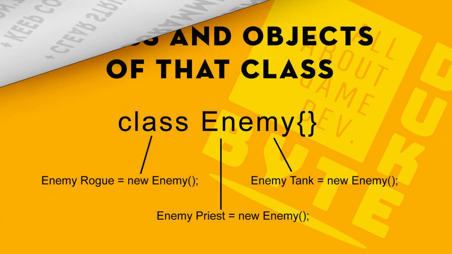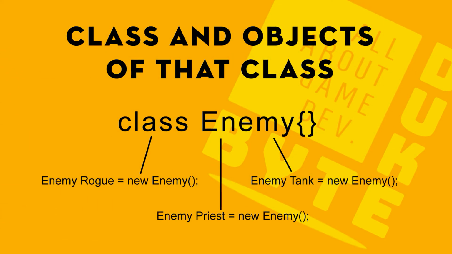Class and objects of that class. For example, we have class Enemy, and objects of that class are Rogue of type Enemy, Tank of type Enemy, and Priest of type Enemy.